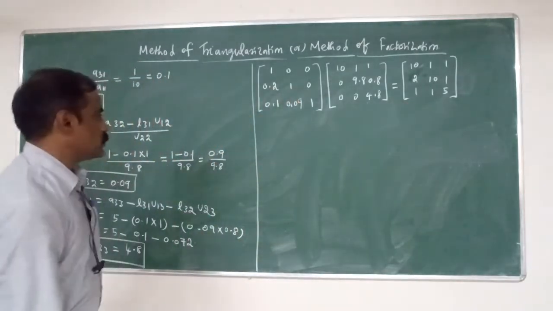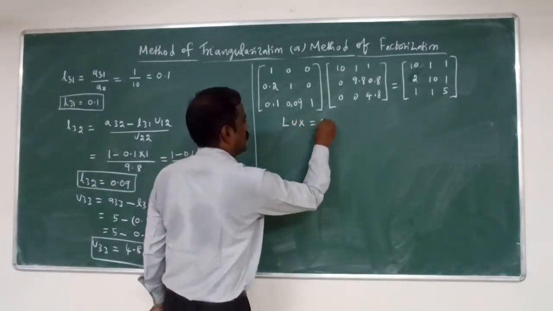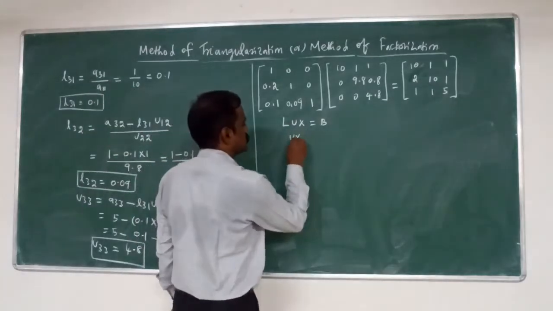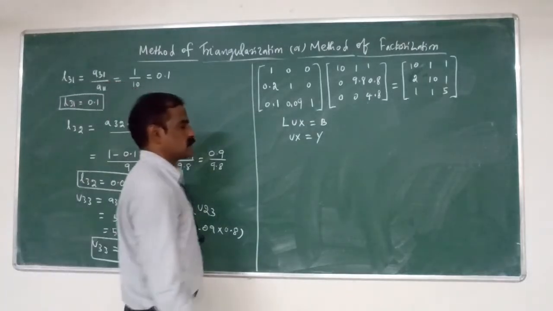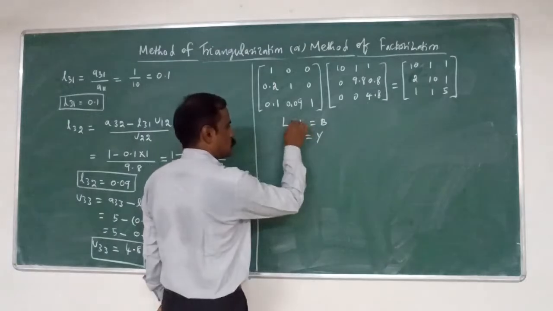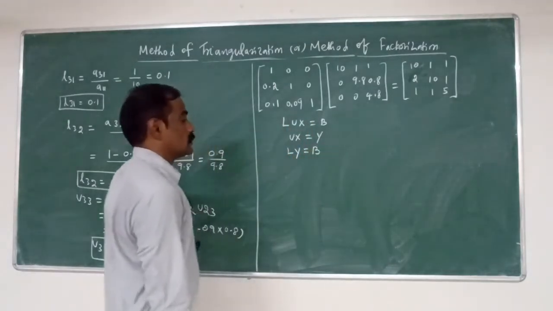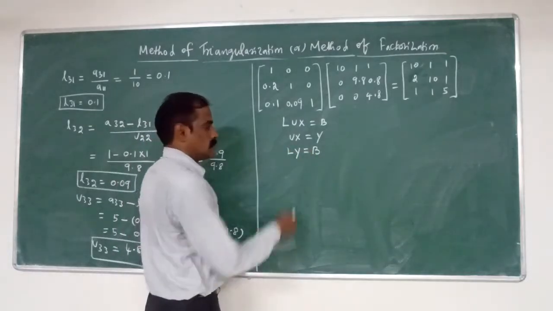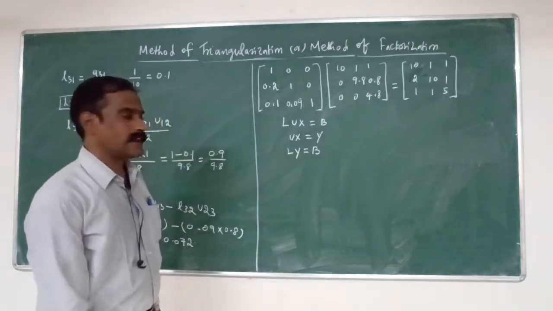First we have to find out Y. LUX equal to B, and UX is equal to Y. First we have to find out the Y value. For that, substitute here: LY equal to B. You know the L value and the B value. Now substitute these two to find out the Y value.